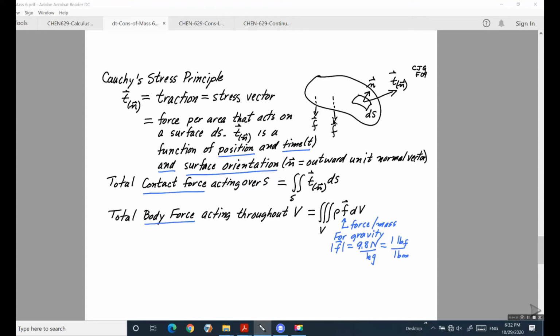So finally, for a specific control volume, the control system changes with respect to time and position. The contact force acting on the control surface S, we can write as the double integral of the traction vector over dS. At the same time, we can write the total body force acting on the volume V like this. These two things we define, and we can calculate them by these formulas.